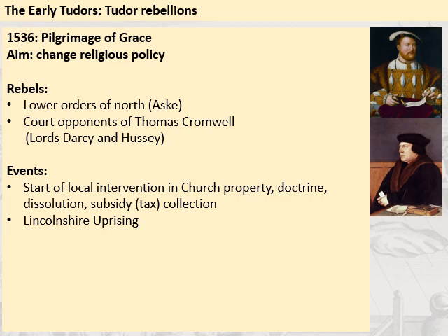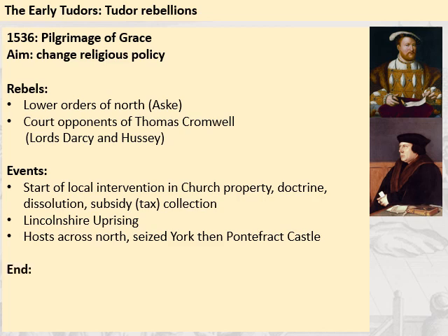And in Lincolnshire, a local tax collector was killed. A small rebellion starts, but news of this spread across the north, and then spontaneously across the region. Hosts gathered, and commoners joined a rebellion, often demanding leadership by the local gentry. They seized the regional capital of York. That's something which we're going to see happening time and again in our rebellions, and then seized the regional fortress of Pontefract Castle. So quickly, the entire region is out of the control of the crown.